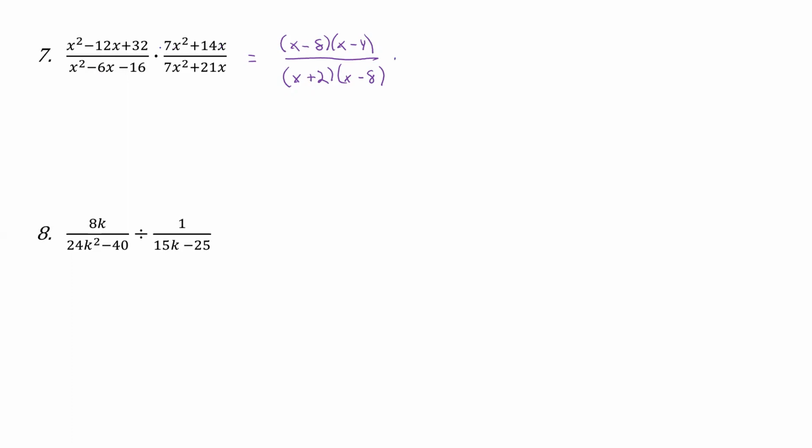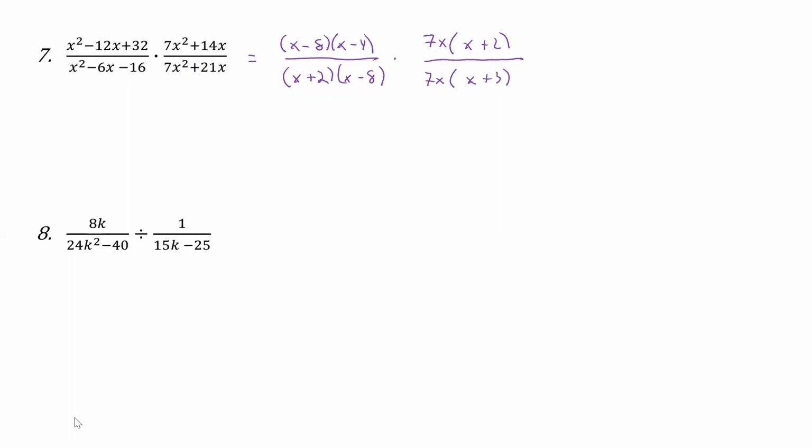Now here it looks like we have a GCF. That's all we can do. We can pull out a 7x. Now if we do that, we're left with x plus 2. All right, what about here? Well, again, it looks like I have a 7x I can pull out. And what's left is going to be x plus 3.